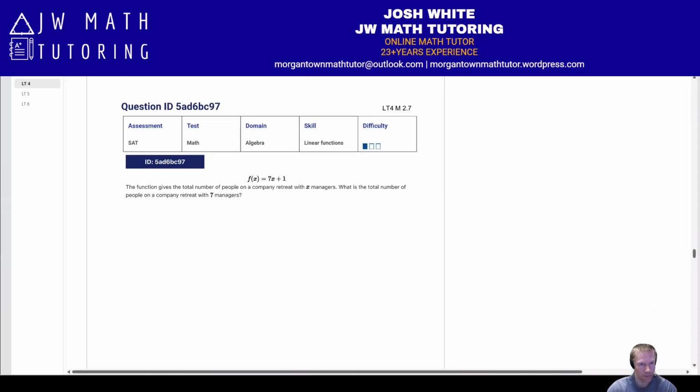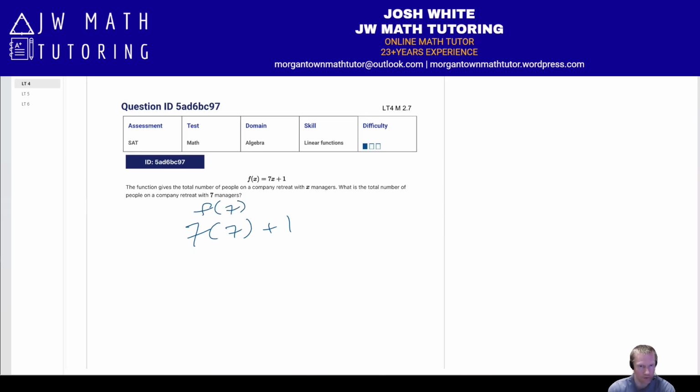All right, next up, question number 7. Here is a basic linear function, and they want to know when x is 7, what's the total number of people? So in other words, you're plugging in 7 to this function. They're basically just asking what's f of 7. Well, it's just 49 plus 1. It is equal to 50. Correct answer for this that you would grid in is the number 50.